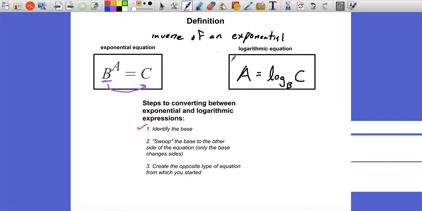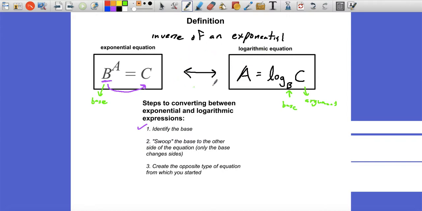And just some terminology, this b is still the base, just like this b was the base of an exponent. They're both bases. It's the base of an exponent, base of a log. And these are equivalent forms. Notice these are equivalent forms. So that's b, and this right here is called the argument. So log base b of c. C is the argument, b is the log base.